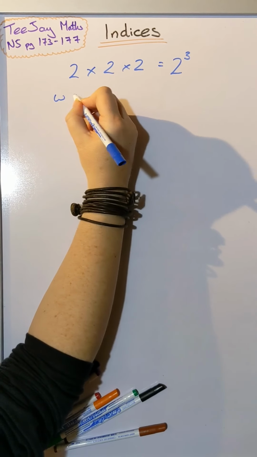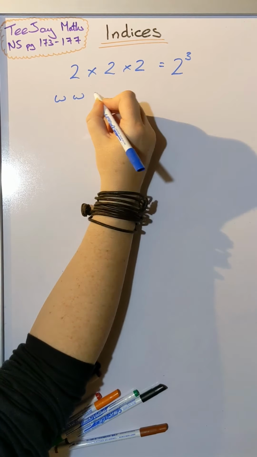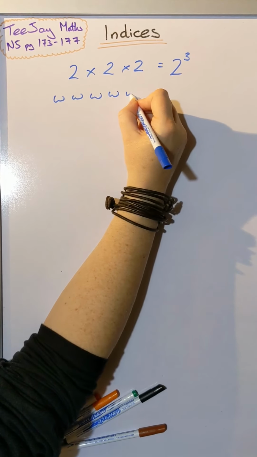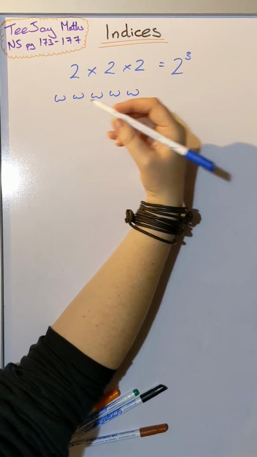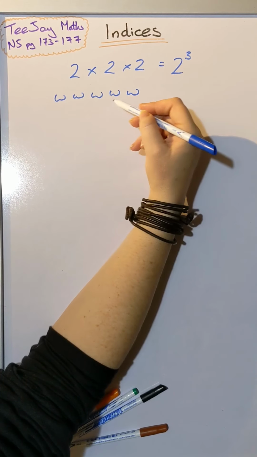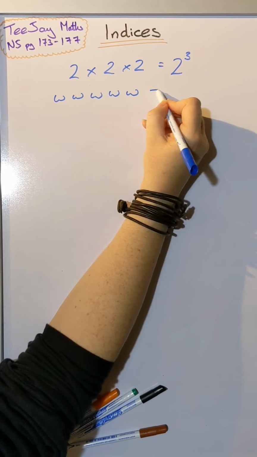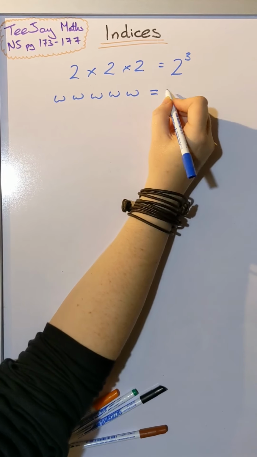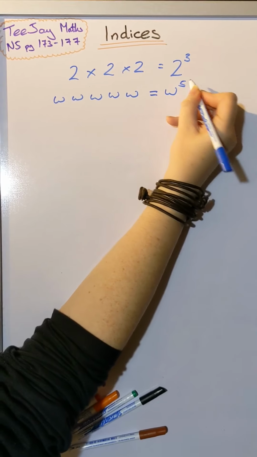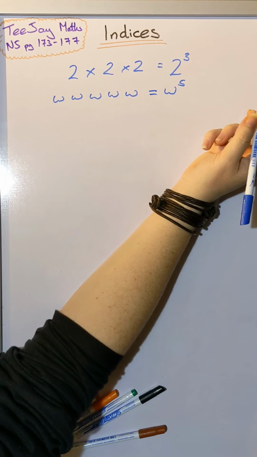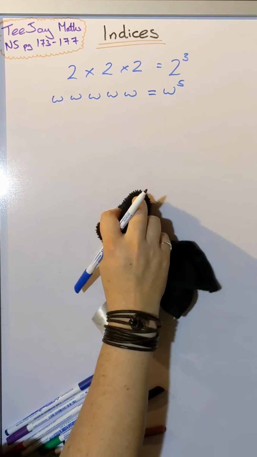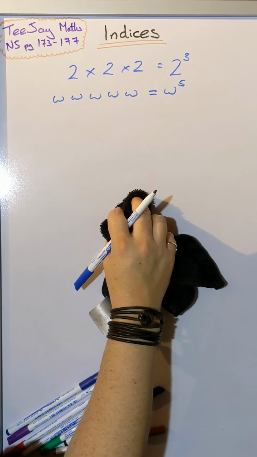The same goes if we have W times W times W times W times W. Remember, when we're writing letters, we don't need the times sign in between. Because we've got 1, 2, 3, 4, 5, we have W to the power 5. And we're going to take that knowledge and find some general rules using it.